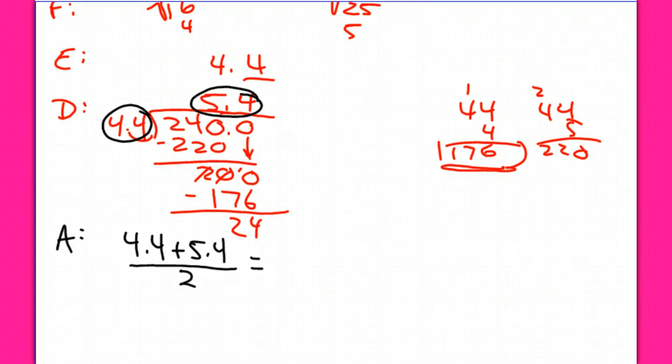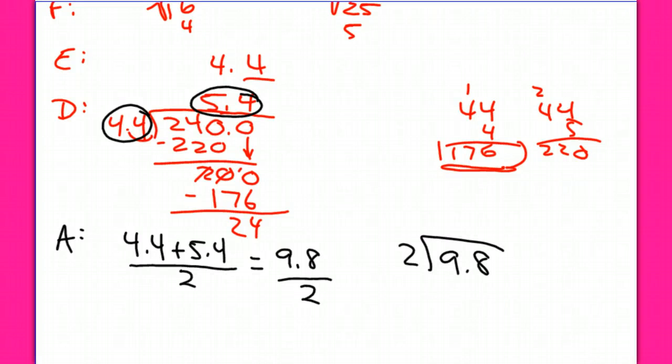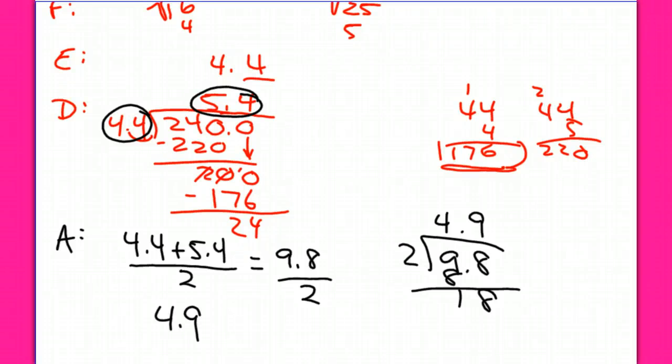And what does this equal? Well, we have 9.8 divided by 2. And how many times does 2 go into 9.8? Well, it looks like it goes in, wow, 4.9 times. So our new estimate is 4.9. And what we'll do now is divide using 4.9.